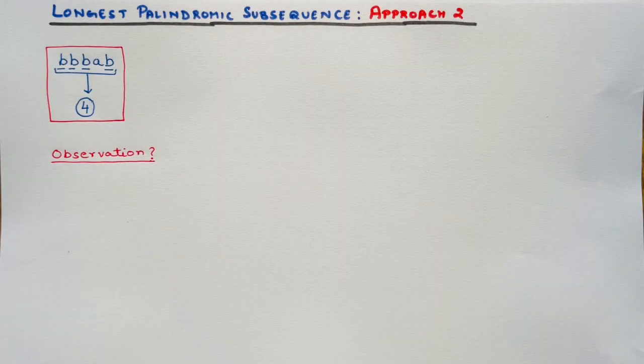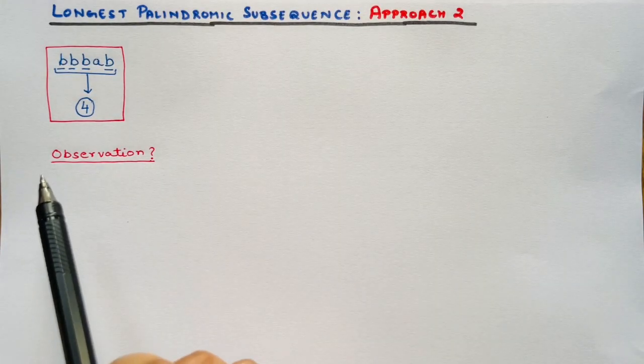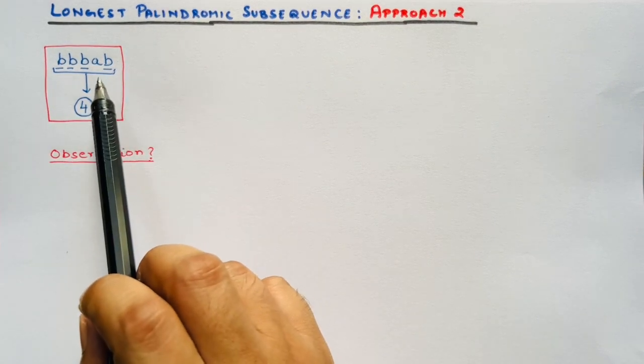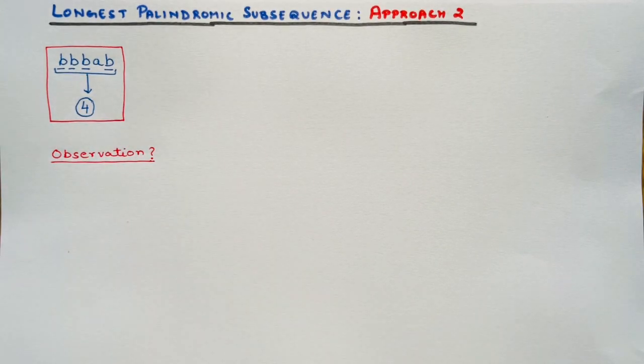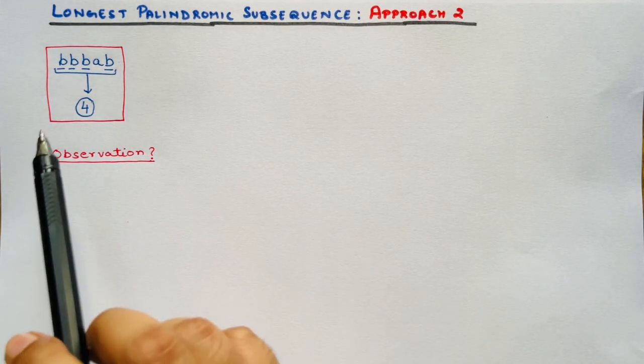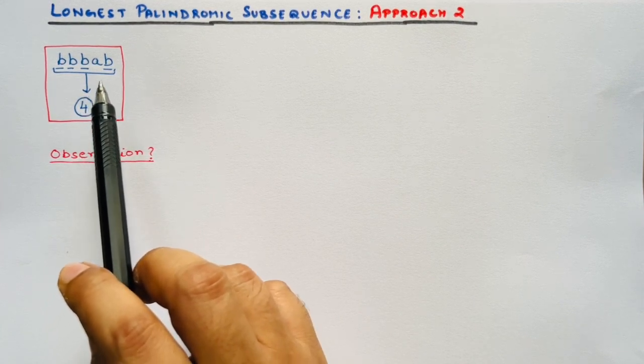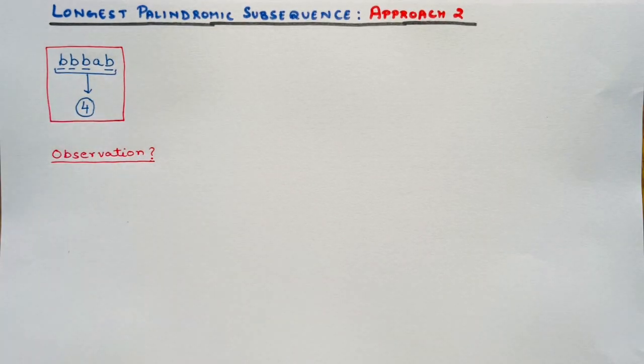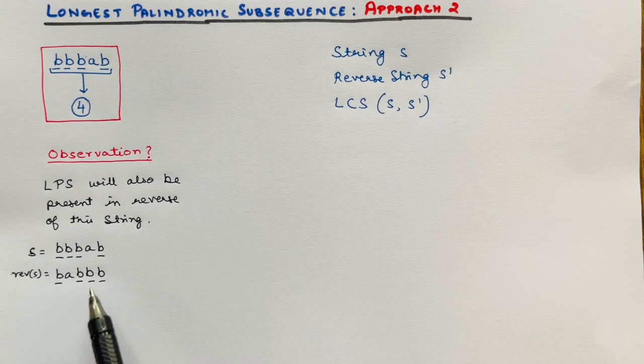Before going to approach 2, let us try to make a very simple observation regarding this problem. In this problem, we are given a string and we have to find the length of the longest palindromic subsequence. Now let's say whatever that subsequence is, that subsequence will also be present in the reverse of this string. That is a fair statement to make. We can see here in the example that we have reversed this string. Now even in the reversed string, the subsequence BBBB is present, which was also present in the original string.